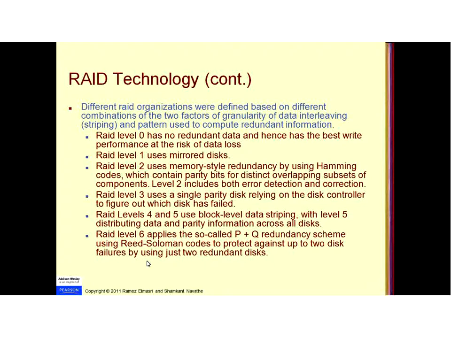And level 6 applies the so-called P plus Q redundancy scheme. You need to study this P plus Q redundancy scheme, and study in more detail about Reed-Solomon codes. Reed-Solomon codes were used in information and coding theory quite a long time ago, but now we utilize them in security applications while designing encryption algorithms, and here on our disks these codes protect against up to 2 disk failures by using 2 redundant disks.